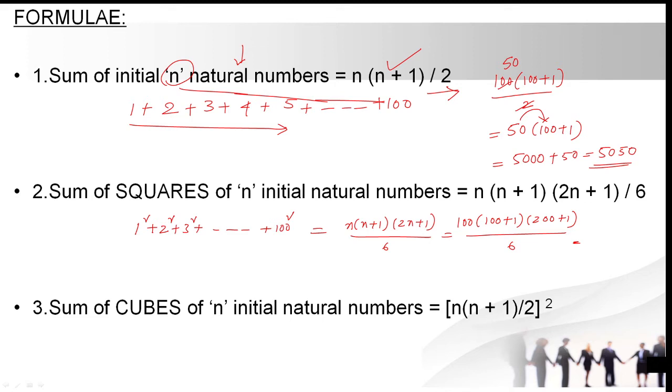Now comes the third series, that is the cubes. Cubes of n initial natural numbers. So that is 1 cube, 2 cube, 3 cube, and so on, let us say n cube. For this we have a formula, that is n into n plus 1 by 2 whole square. So we can expand this, that is n square into n plus 1 square by 4.